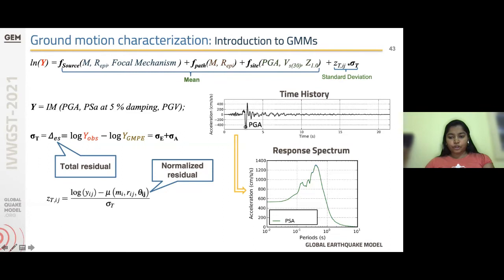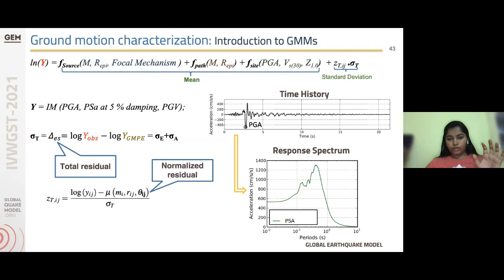So this is the observation. The one on the left is the observation, and the one on the right is what we predict from the GMPE. So M, R and theta are the other explanatory variables, and then it is divided by the total residual. The reason why I'm stressing so much the definition of total residual and normalized residual is something we will get to know in the later slides. So this is about the overall thing.